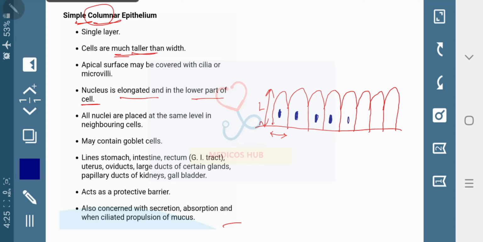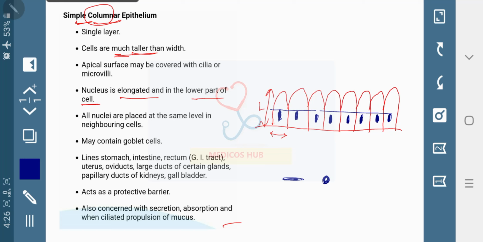See how the nucleus are placed. All the nucleus are placed at the same level only. Okay, and they are not at all present at the middle. They are present at the lower part, towards the base. Okay, the nucleus is not flat, the nucleus is not round, the nucleus is elongated only.